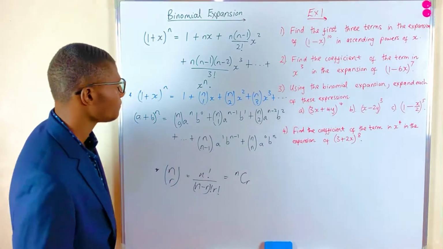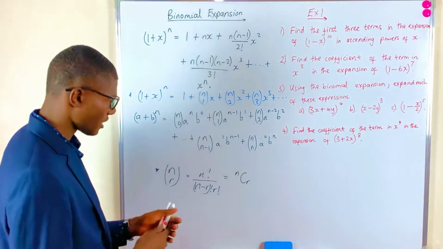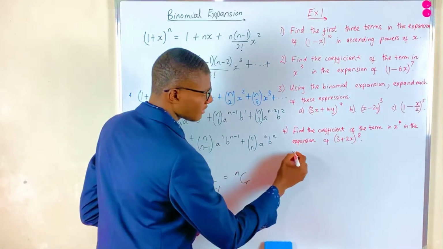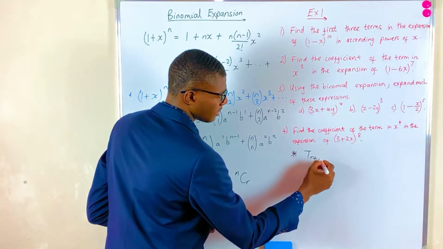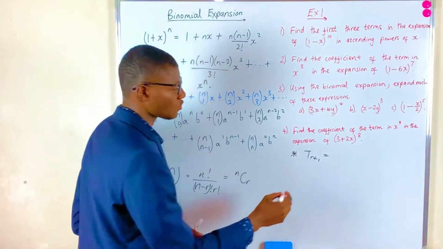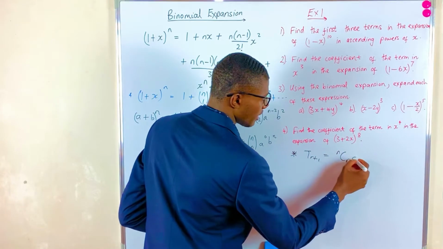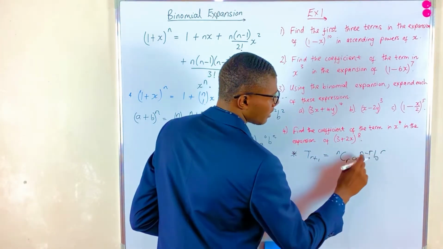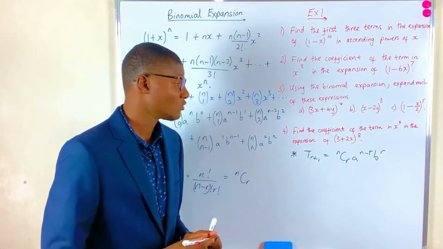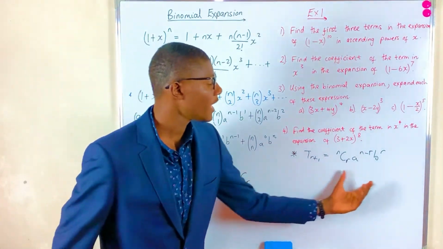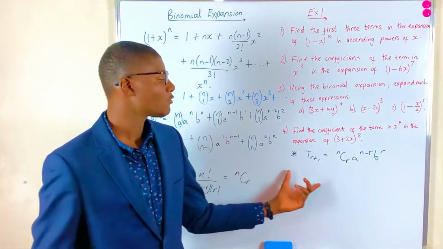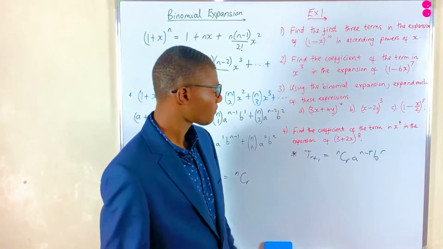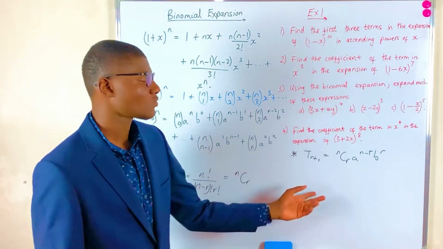What else do I have to mention here? We also have to know that any term, T sub r plus 1, is given by n choose r, a to the power of n minus r, b to the power of r. This is the formula that we use for any term, when you need to calculate the coefficient for any term.